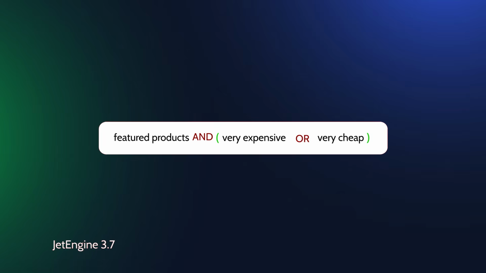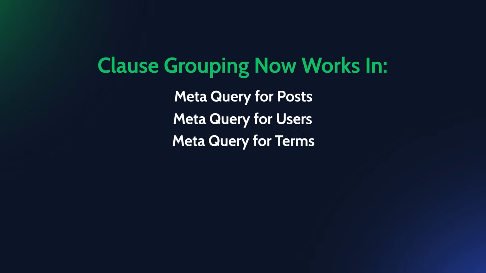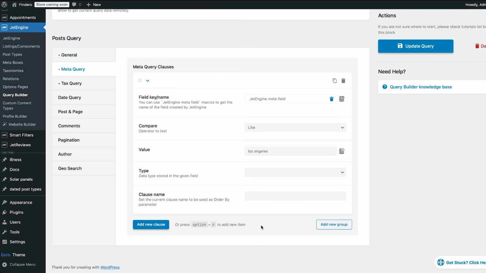and between them. This new feature is currently available for meta query for posts, users, terms, comments, where arguments in SQL queries, and query arguments in CCT queries. And the best part? It's super straightforward even if you're not an expert in JetEngine's query builder. Thanks to the intuitive repeater UI, setting up these structures is visual and easy.